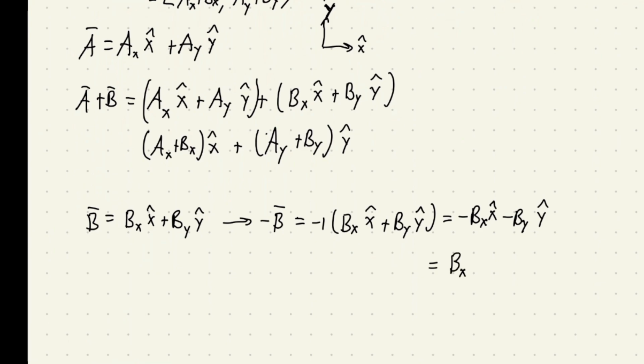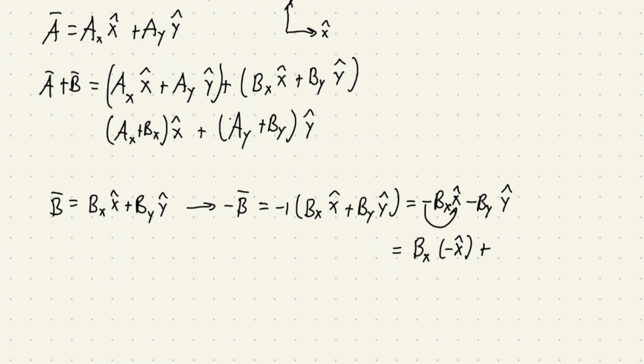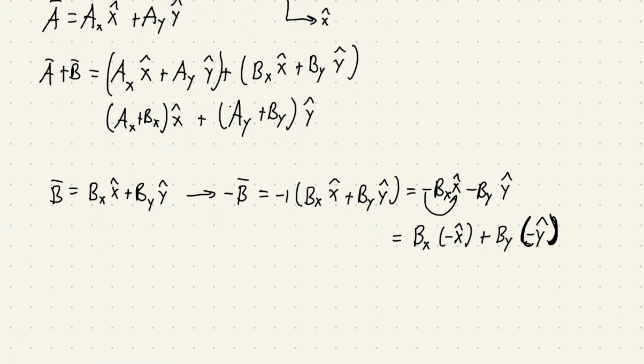So I'd have bx in the negative x hat direction, so I just move that negative sign in with my hat, because this bx is a scalar quantity, and so it doesn't have a negative sign to it. It's always going to be positive. Anyways, I would add to that a by, which is in the negative y hat direction. So I've just taken those negatives and I put them with my vector direction stuff.